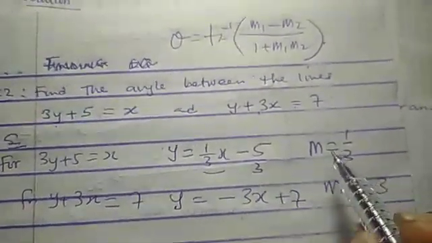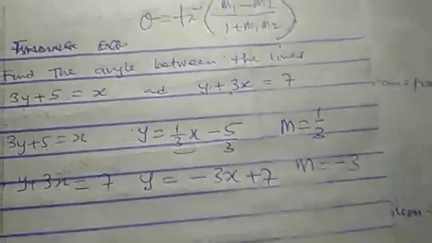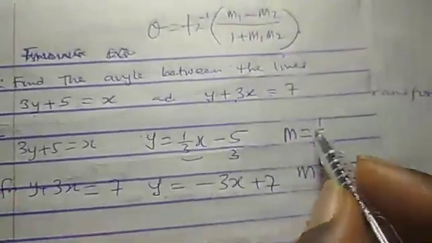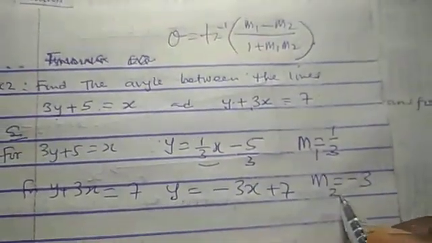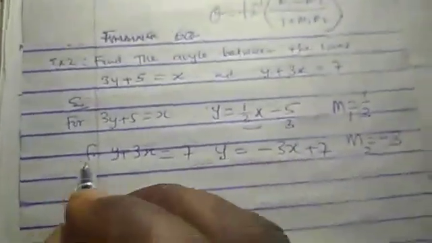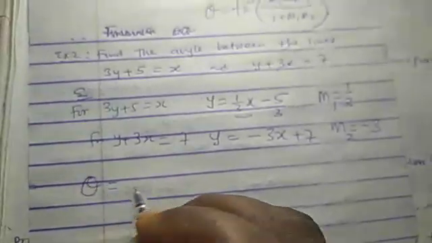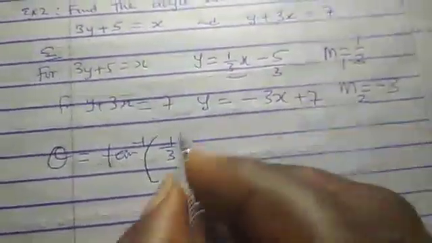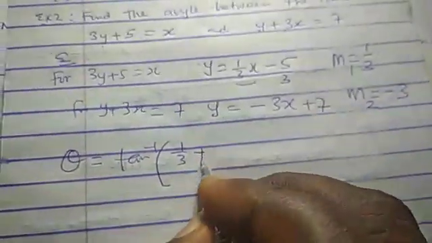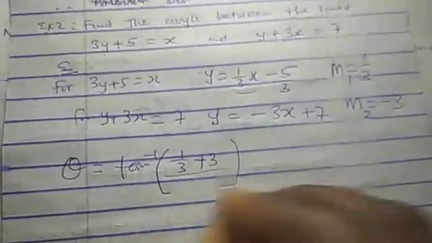So I have told you the one that is higher would be m1. You will now see that 1 over 3 is greater than this. So I will call this M1, I will call this M2. In this case, I can now find my angle between the two lines using this formula, M1 minus M2. That is 1 over 3 minus M2. Our M2 is minus 3, so I'll put 3 there, divided by 1 plus M1 times M2.